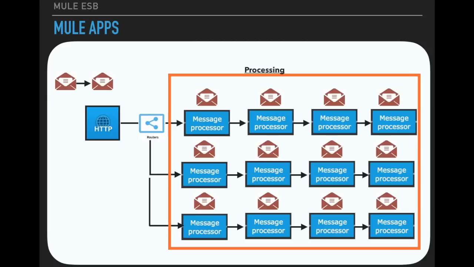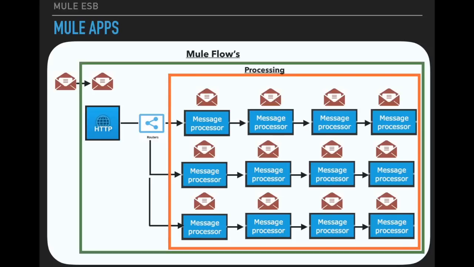So as a whole, the part here where you can see many message processors, it's basically processing of the message. And this part here, the green mark, it's a Mule flow. So when we say Mule flow, it's the whole Mule flow: the inbound, the processing, the outbound, this all together is a Mule flow.